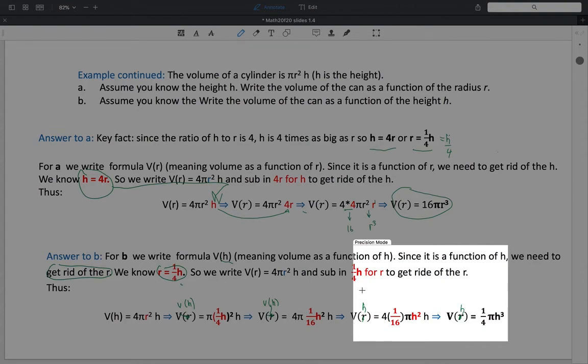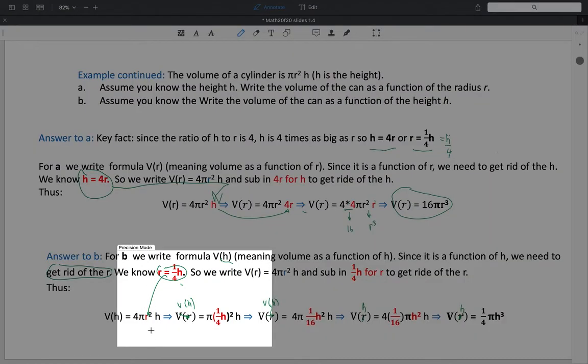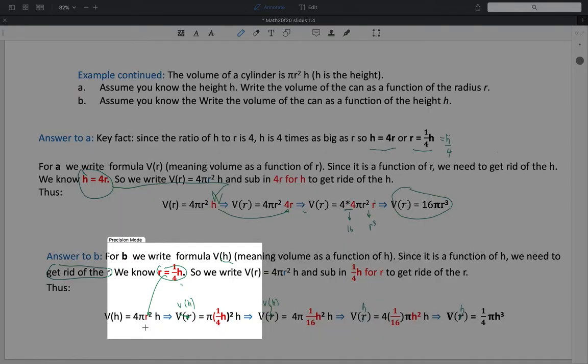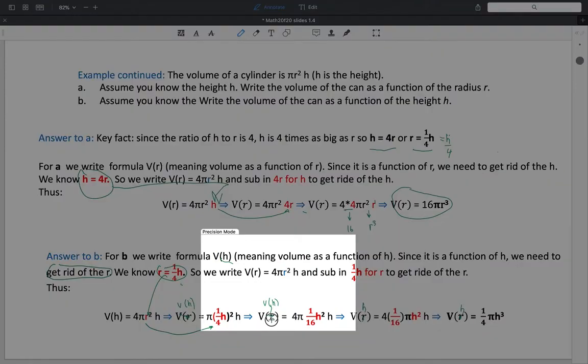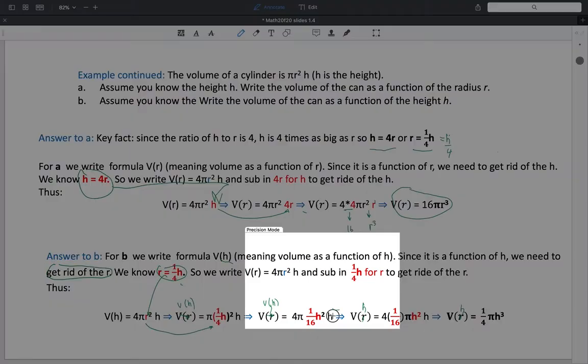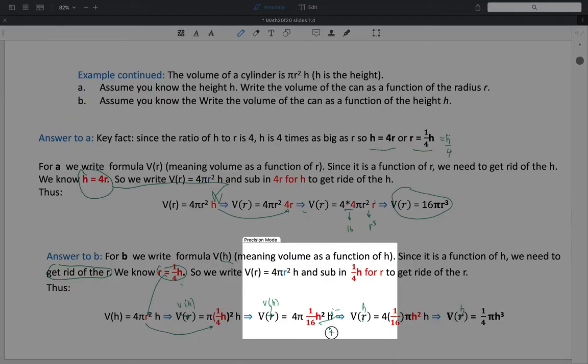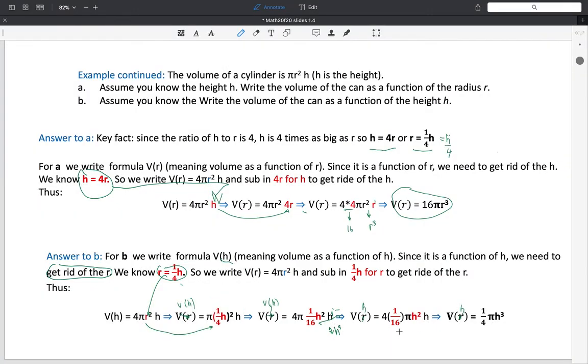Okay, so we're going to find V of h. We know that we're going to plug this into r, and so that's what I do here. That's going to give me V of h equal to 4 pi, times 1/16, since I square 1/4, I square h, times h. Sorry, that's going to be h to the 1. And so when I multiply these together, I'm going to get h cubed.